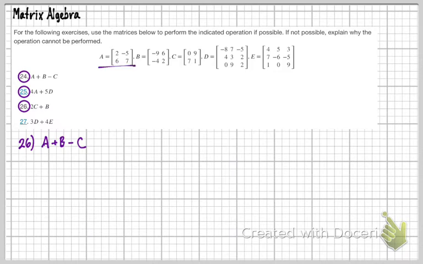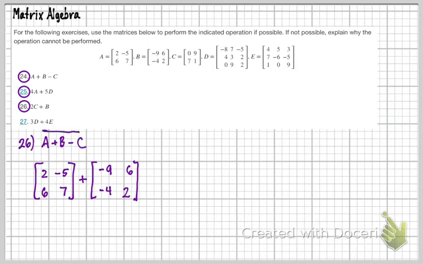So what that means is we're going to take matrix A, matrix B, and matrix C and add A and B together and subtract C from that. So matrix A is 2, negative 5, 6, 7. And then it says plus B. To add and subtract, we're just going to go from the left to the right, so we're going to add these first. To add these, I'm just going to take component by component.